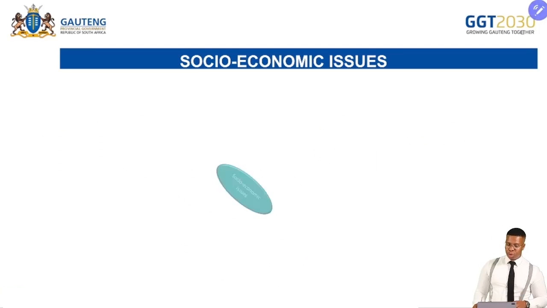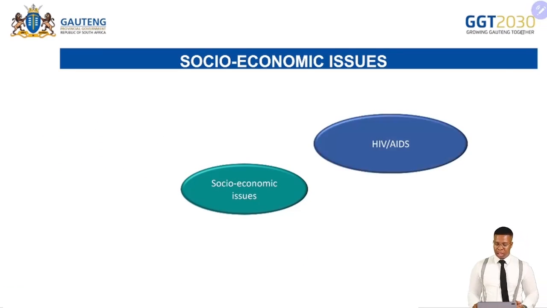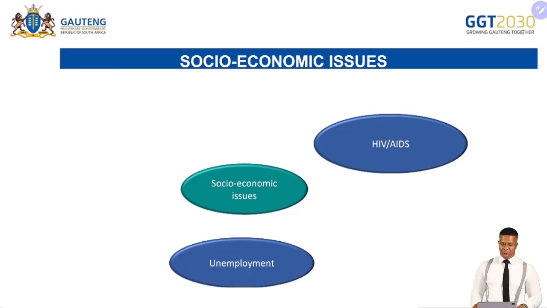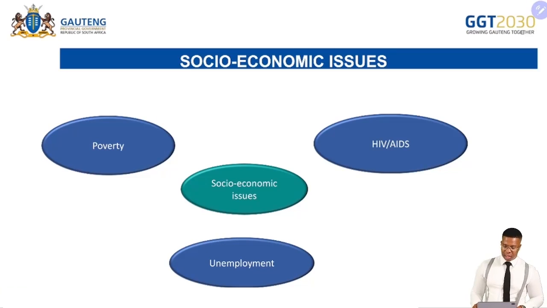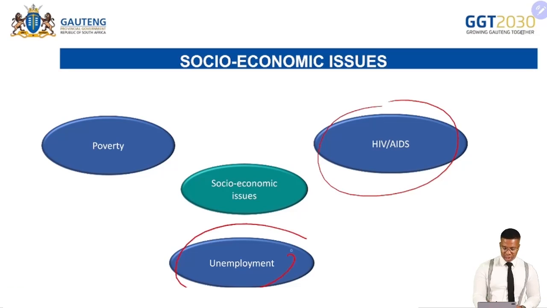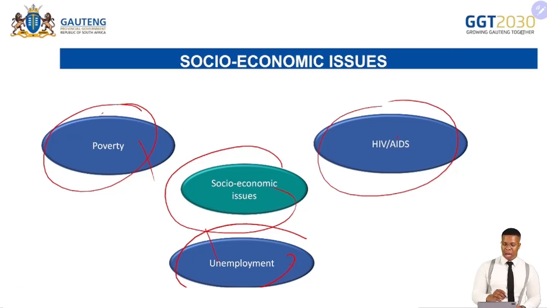So we also have socioeconomic issues. This is your HIV and AIDS. This is your unemployment, together with poverty. Looking into the two, most of the time they would assess HIV and AIDS and poverty and unemployment, or HIV and AIDS and poverty. So you keep that in mind. They would never assess poverty and unemployment. So the aim here is to say, how can the business deal with these three issues?